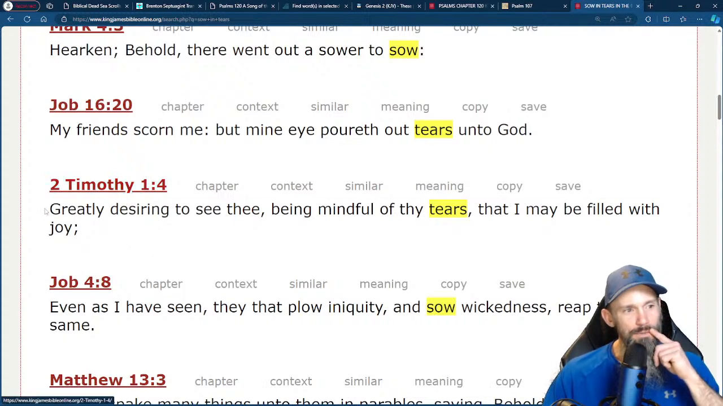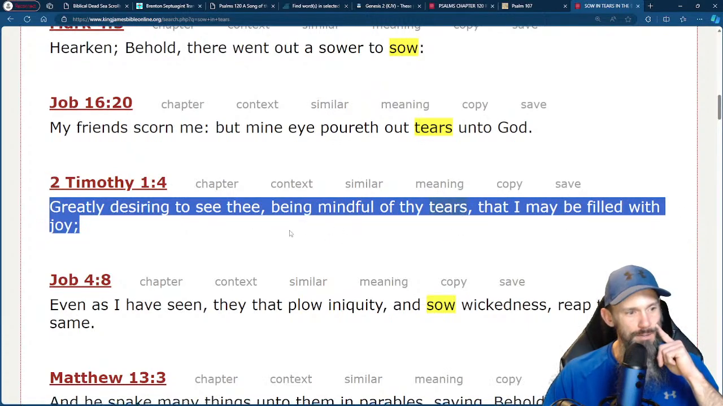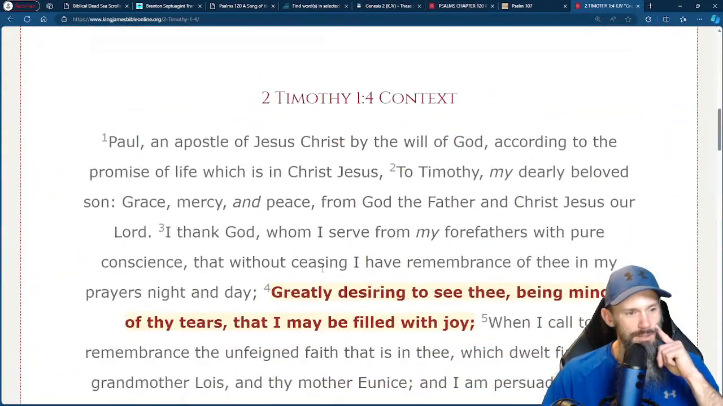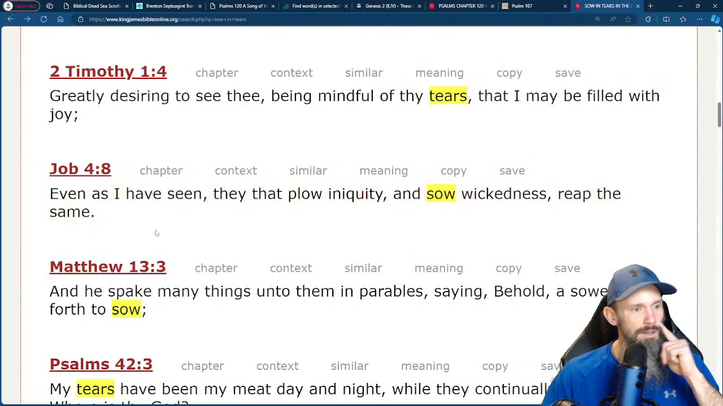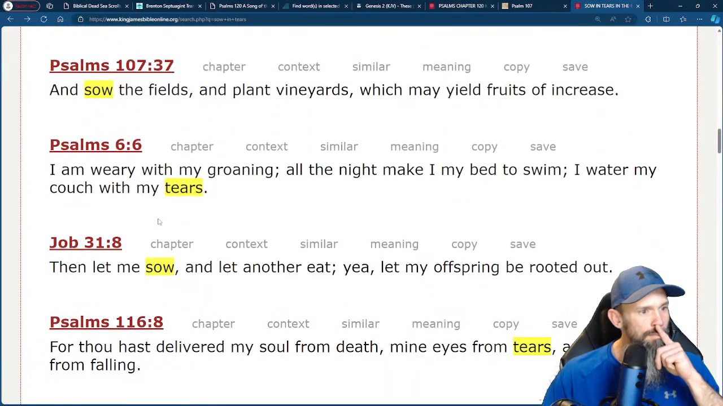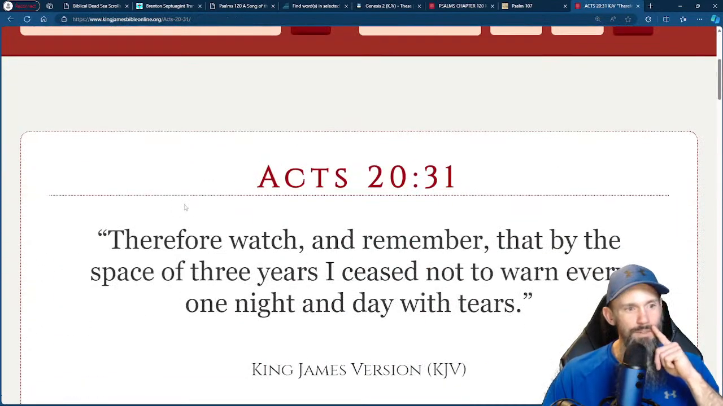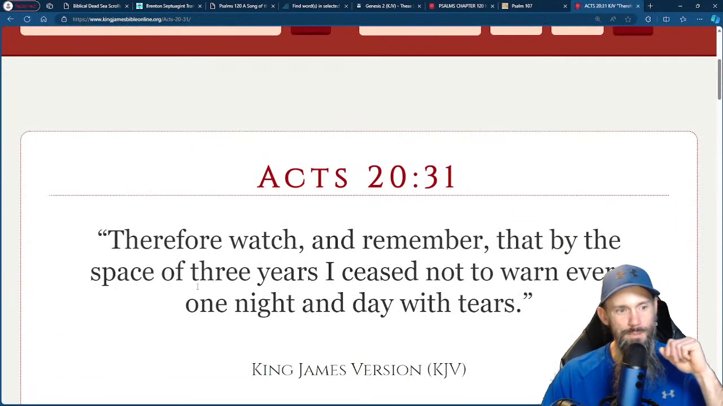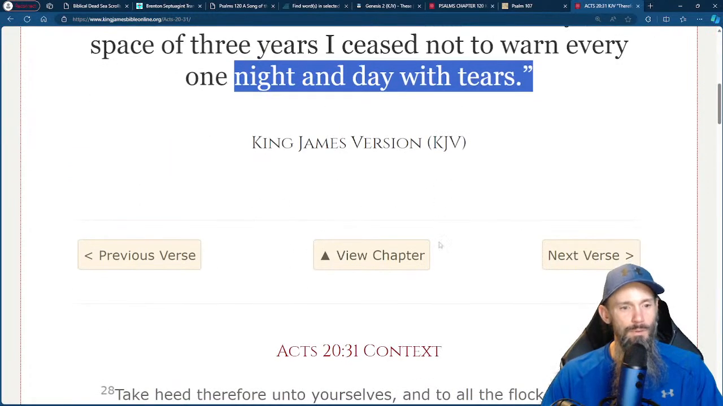Yeah, 2 Timothy 1:4, greatly desiring to see thee, being mindful of thy tears, that I may be filled with joy. Acts 20:31, therefore watch and remember that by the space of three years I cease not to warn everyone night and day with tears. Ooh, preaching the gospel.